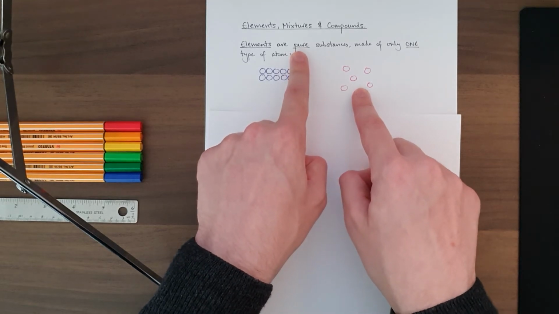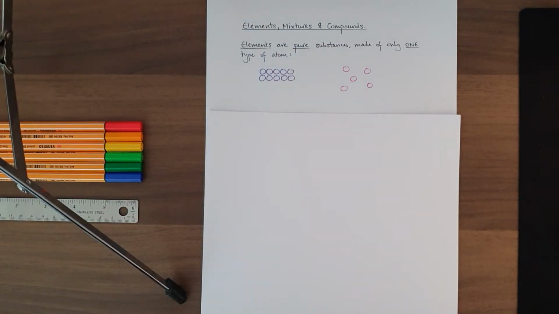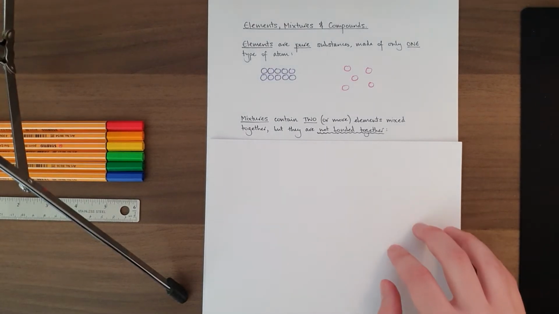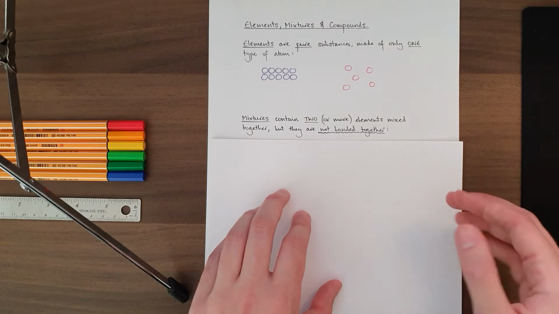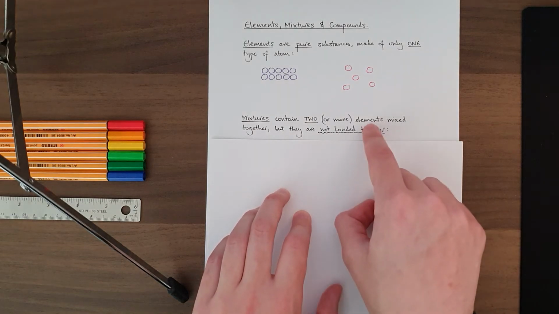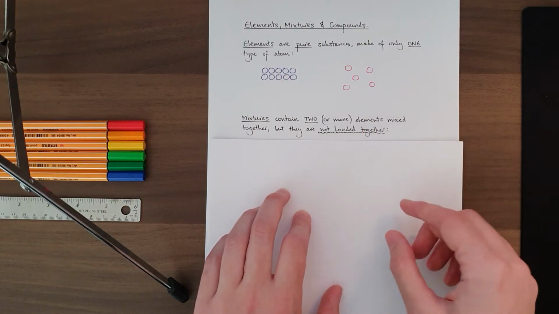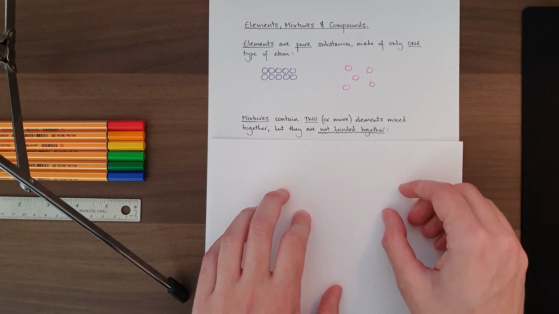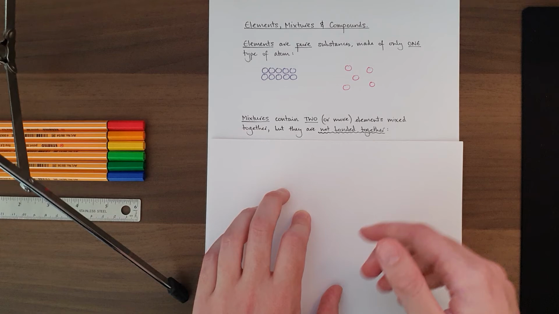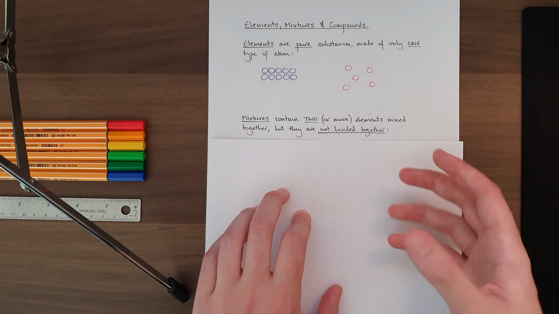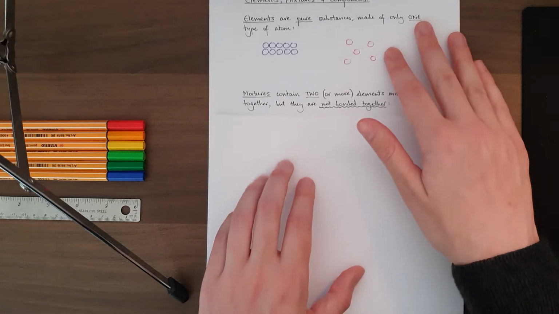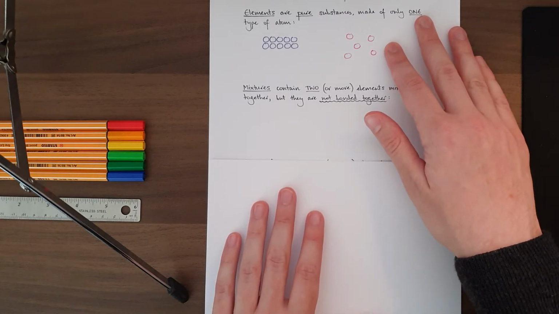Which takes us to our next word, which is a mixture. So if I have a mixture, that means I have got two or more types of atoms, two or more elements, and they're jumbled up, they're mixed together. Now, importantly, they are not bonded together. They've not really reacted together. They're just sitting next to each other. So they're not chemically bonded. So what might that look like?